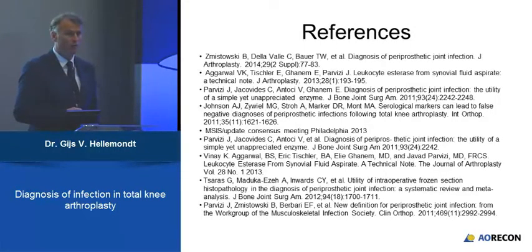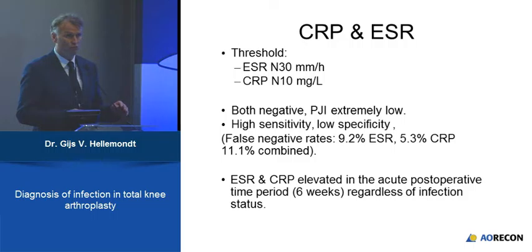So these are the references you can take a look at if you're interested, and I'll try to take you through some of the important steps. First, of course, the CRP and the ESR. What are the thresholds if you think about an infection? Probably the normal ESR of 30, CRP of 10. If they're both negative, the chance of infection is extremely low. Remember that both of these parameters can be elevated in the acute post-op time, during the first 6 weeks.